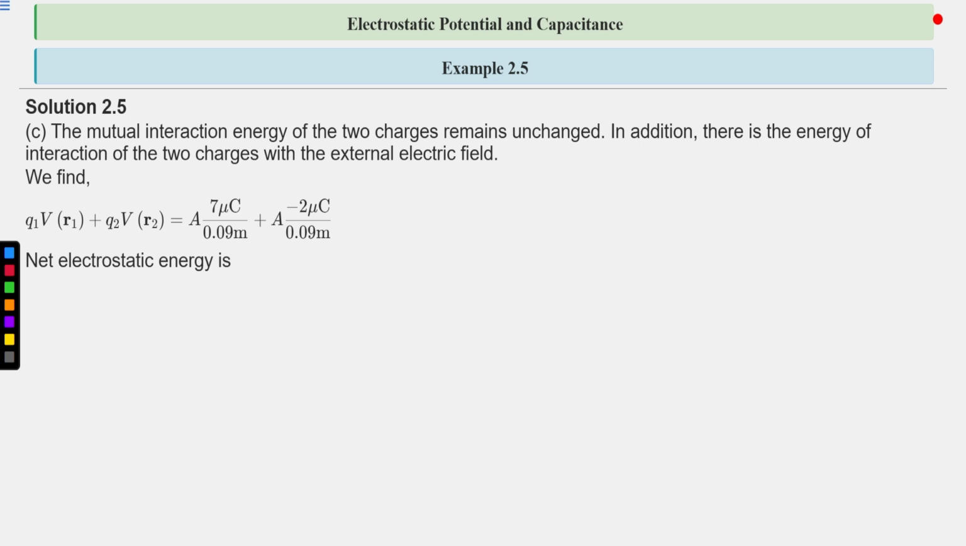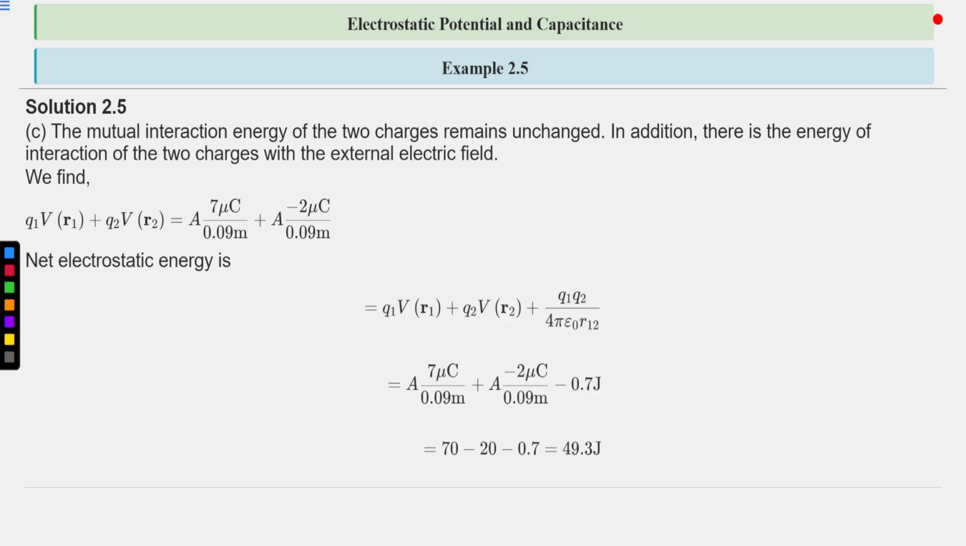Now, net electrostatic energy is this. This is the work done by two charges against the external electric field. This is the work done against the electric field produced by this Q1 charge. This is the electric field produced by Q1 charge, and we have done the work against this electric field of Q1 charge. So this is the total work done to make the configuration.